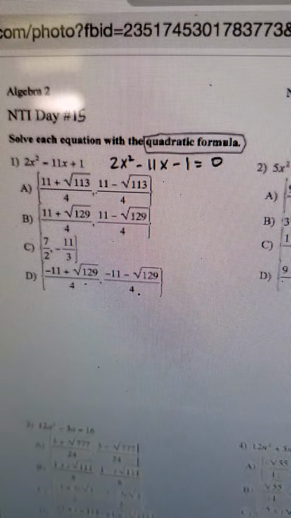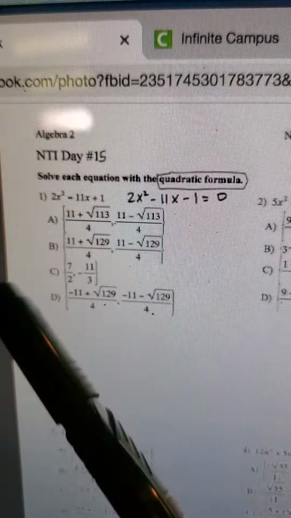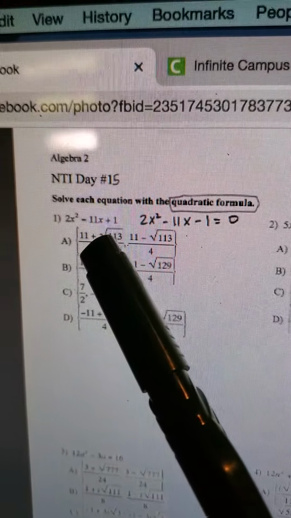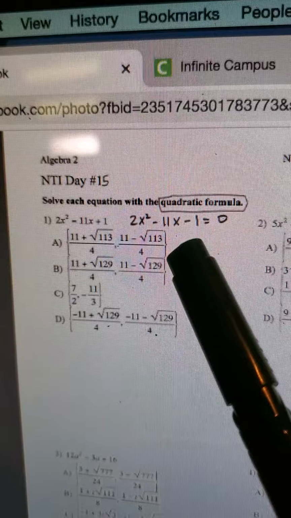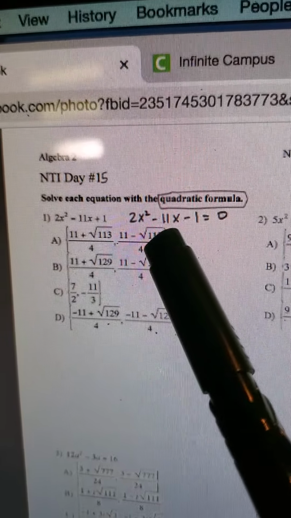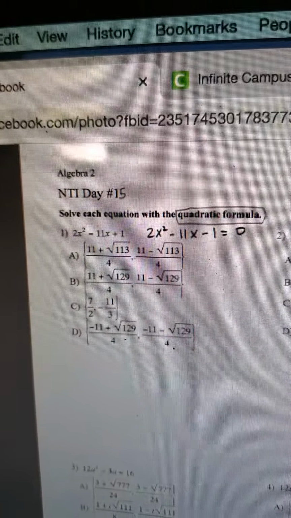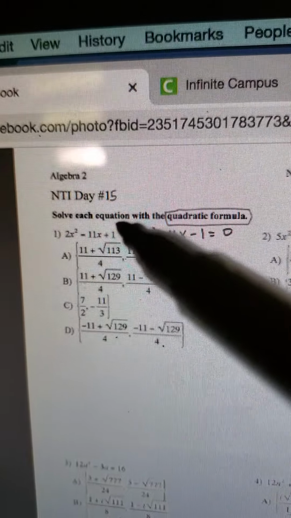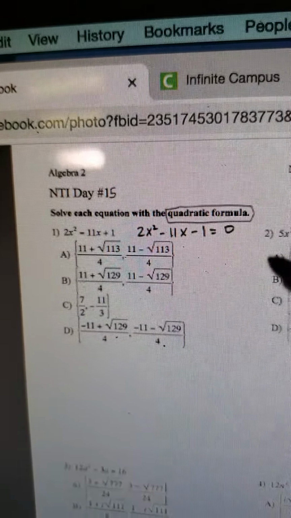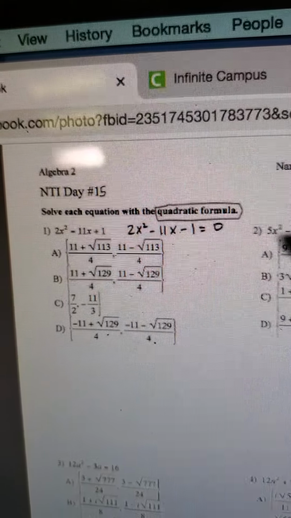So on number 1 on your paper, I already did that for you. I moved this 11x to the other side. When that happens, the sign changes. It changed to a negative, to a minus 11x. The same thing with the 1. When I moved the 1 over, it changed to a minus 1.